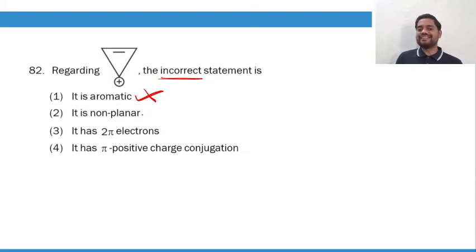It is non-planar, it is wrong, and hence that is the right option. The compound is aromatic, and to be aromatic it has to be planar. Option number 2 says it is non-planar. What we need to find is the incorrect statement. The statement is incorrect, and hence the right answer is this. The statement is incorrect. Please make a note of it.